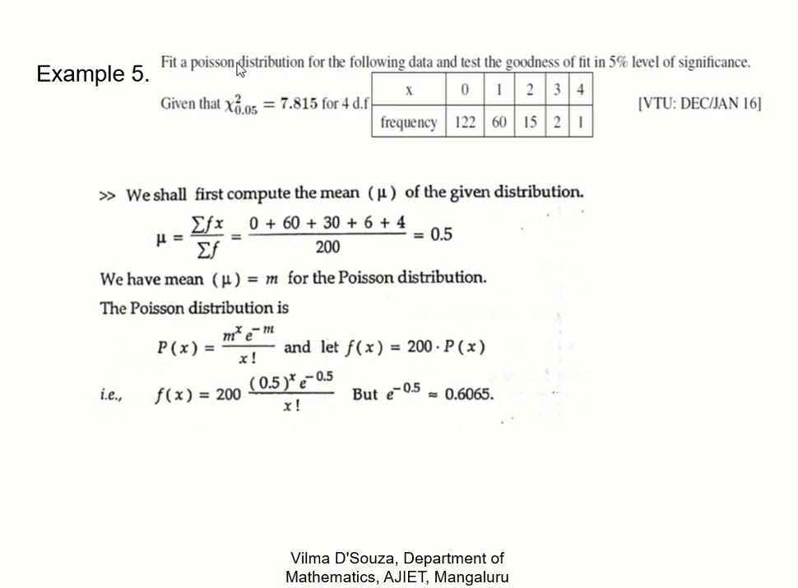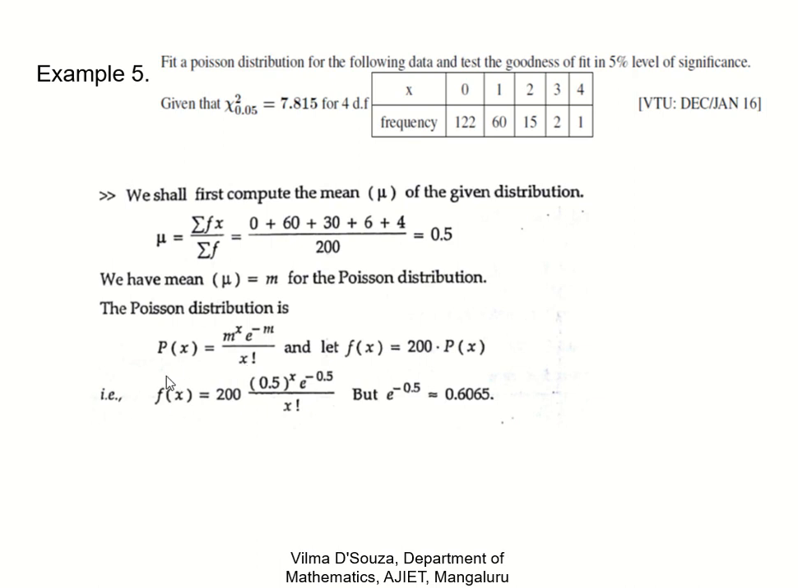So now you are going to fit a Poisson distribution for the given data. What is the mean of the Poisson distribution? Mu is equal to m. So according to this, m is 0.5. The Poisson distribution function is p of x is equal to m to the power x e to the power minus m divided by x factorial. And you know what m is. m is 0.5. So 0.5 to the power x e to the power minus 0.5 divided by x factorial.